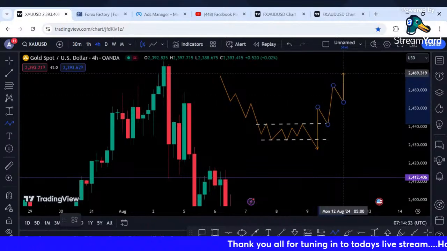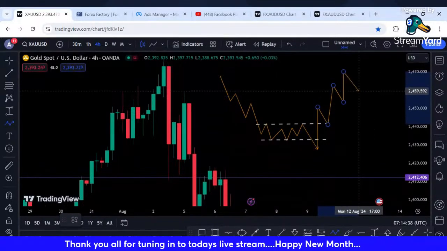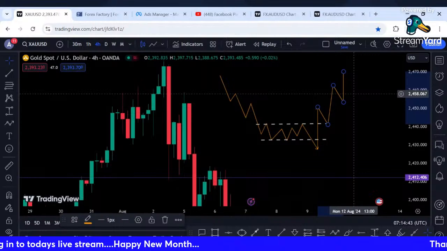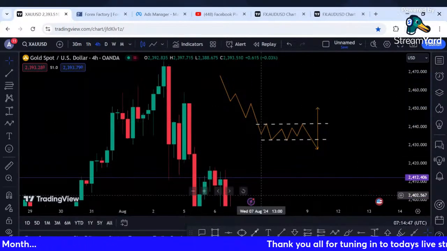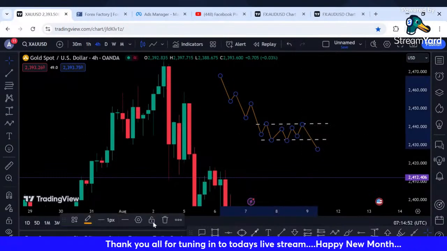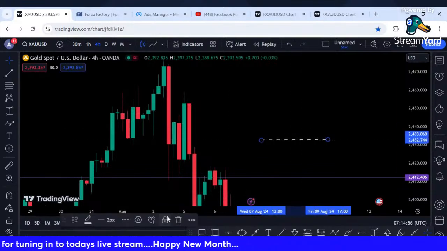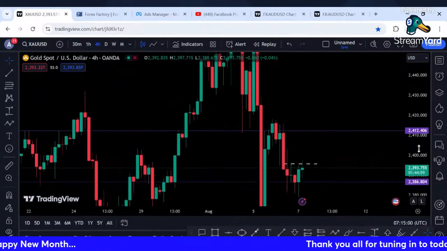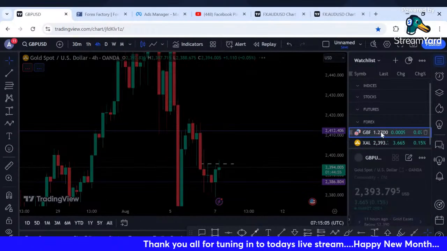Now this is the relevant one. So you are going to base on this to draw your support and resistances. That's how it works. It's always important to know your past data, because that's what you are going to use to draw your support and resistance.